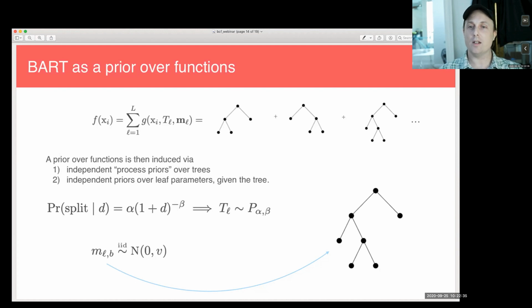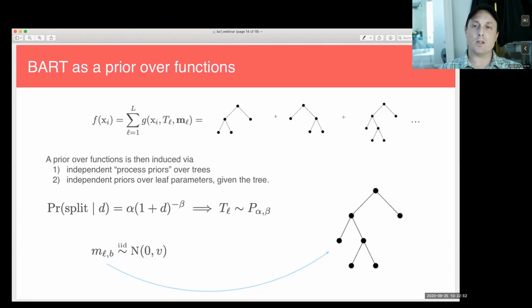So here in this notation, we're going to have L trees. And each tree has a set of parameters associated with the leaf nodes. And G just maps from the leaf nodes back to the mean level. And that's how we build up our response surface.